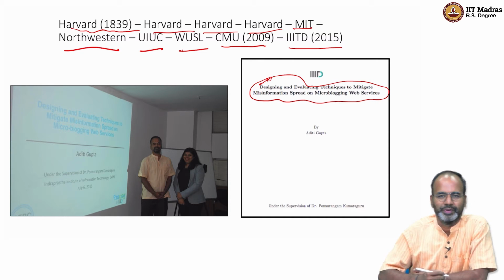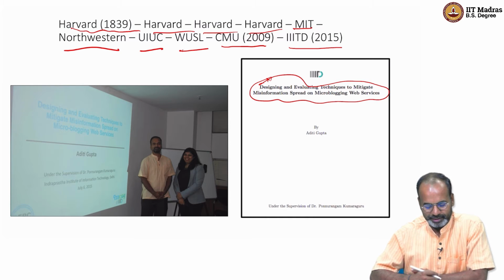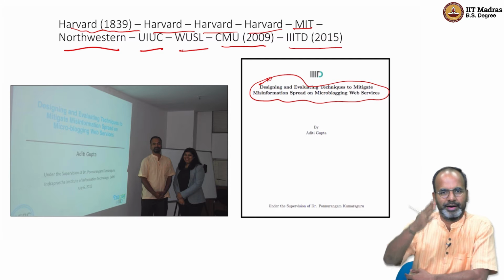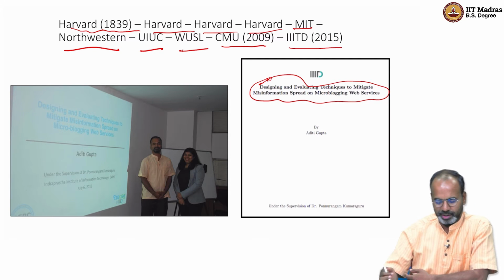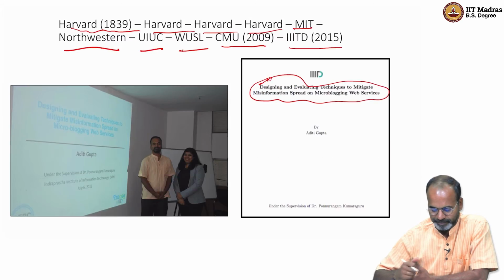So that's how academic lineage is, some fun part. If you just trace the academic lineage, that's Harvard, MIT, Northwestern, UIUC, University of Washington, and CMU and IIT Delhi. That's for the PhD.